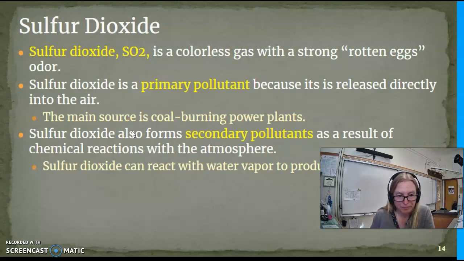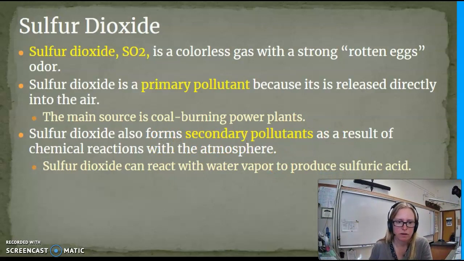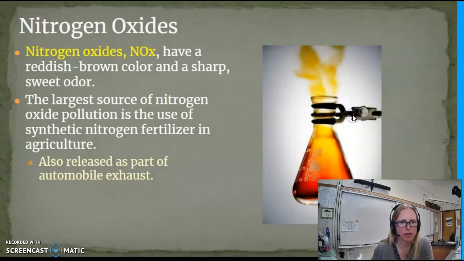Sulfuric acid is a secondary pollutant because it results from chemical reactions in the atmosphere. Sulfur dioxide can react with water vapor to produce sulfuric acid. So it's a primary pollutant, but then when it reacts with other things like water to form sulfuric acid, that can be considered a secondary pollutant. Does that make sense, hopefully?